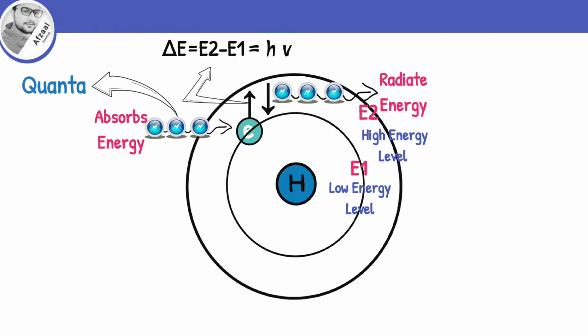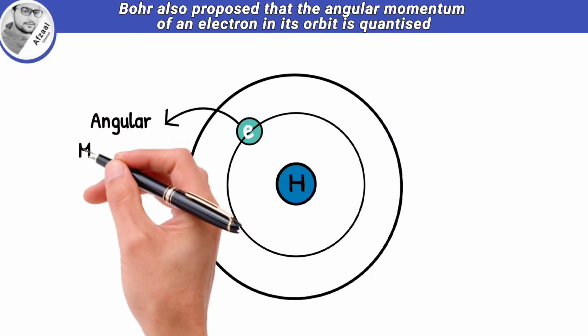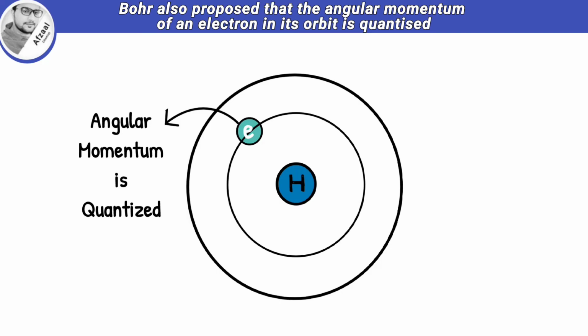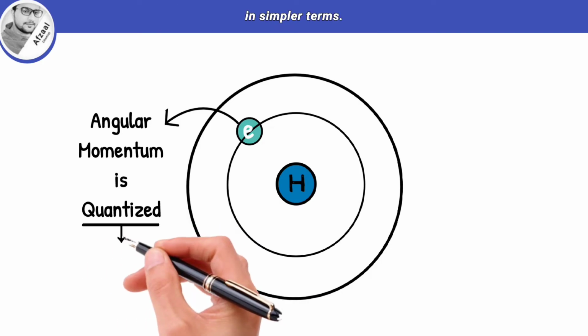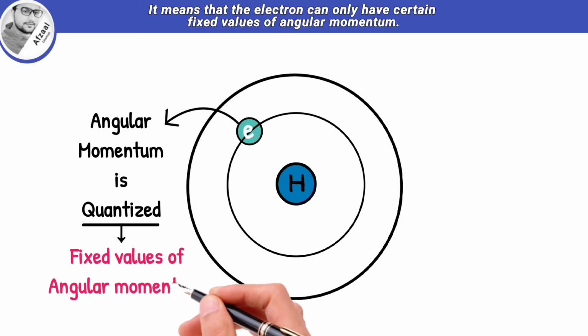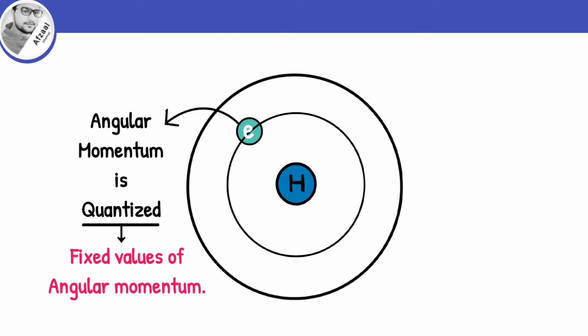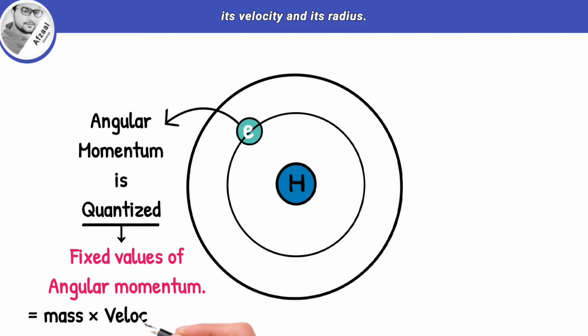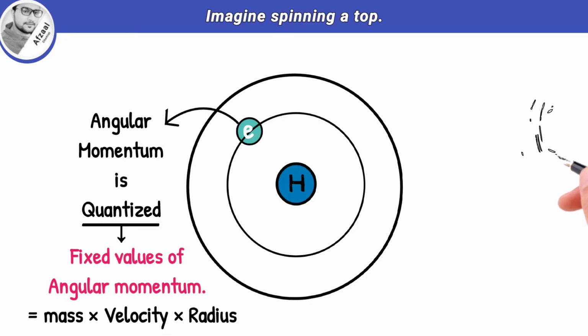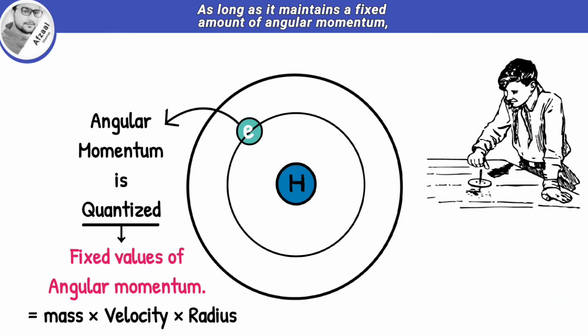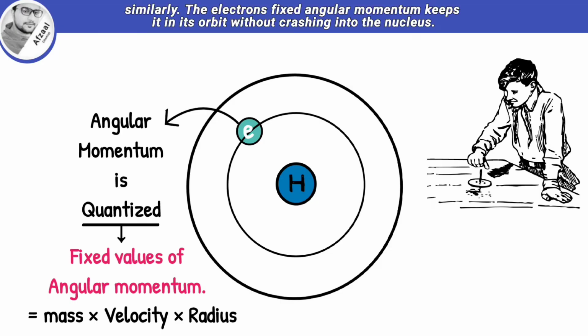nu is the frequency of the quanta. Bohr also proposed that the angular momentum of an electron in its orbit is quantized. In simpler terms, it means that the electron can only have certain fixed values of angular momentum. Angular momentum is a property of rotating objects. It's all about the relationship between an object's mass, its velocity, and its radius. Imagine spinning a top. As long as it maintains a fixed amount of angular momentum, it will continue spinning without falling over. Similarly, the electron's fixed angular momentum keeps it in its orbit without crashing into the nucleus.